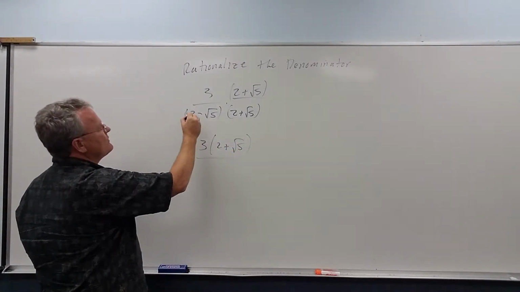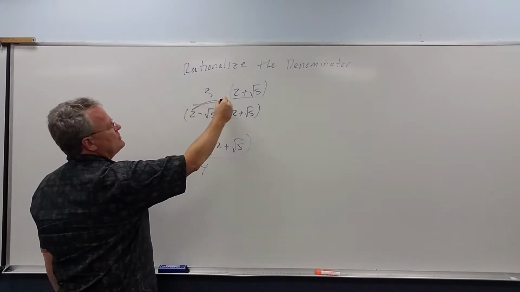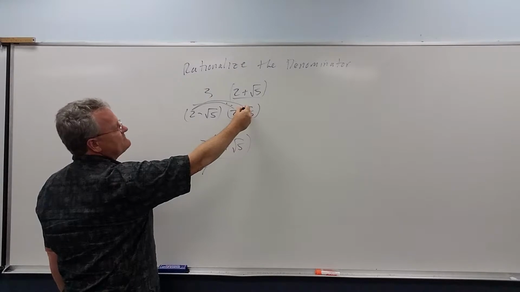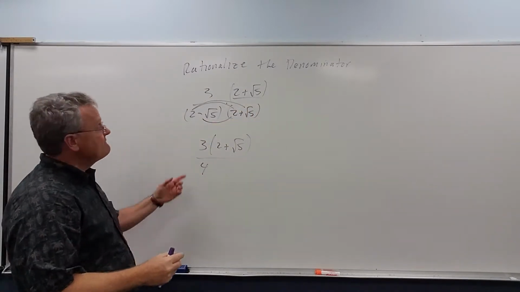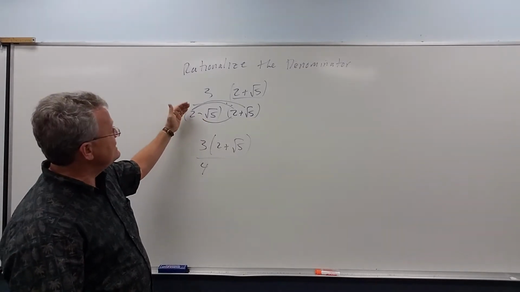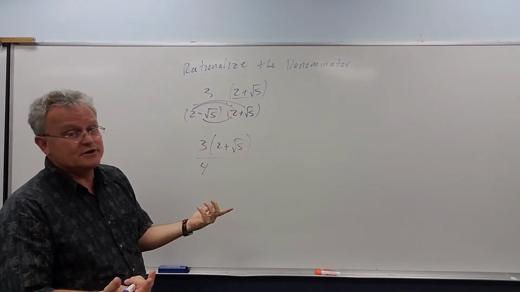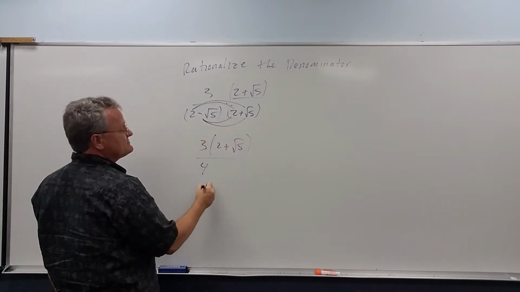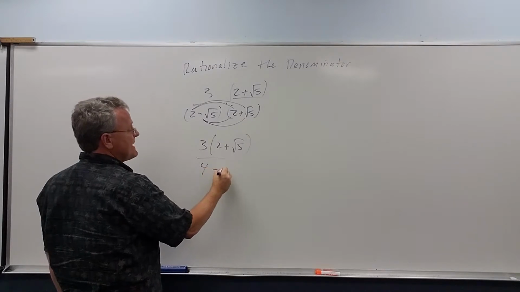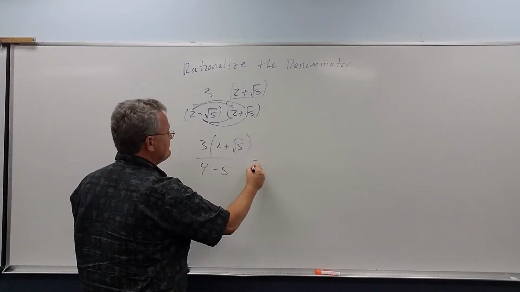So what do we get here? Well, 2 times 2 is 4. Here we get positive 2 root 5. Here we get negative 2 root 5. When you multiply by a conjugate, the outside and inside terms always add to 0. And then we get minus root 5 times positive root 5 is a minus 5. Right?